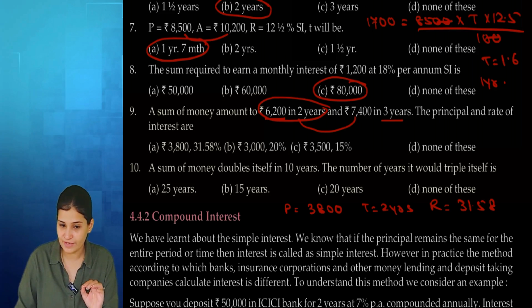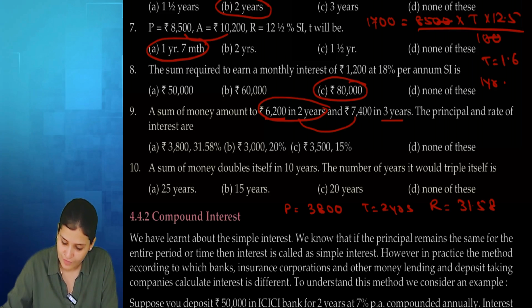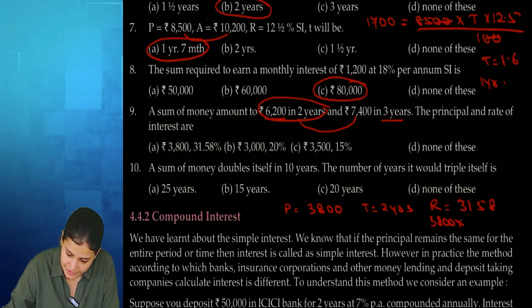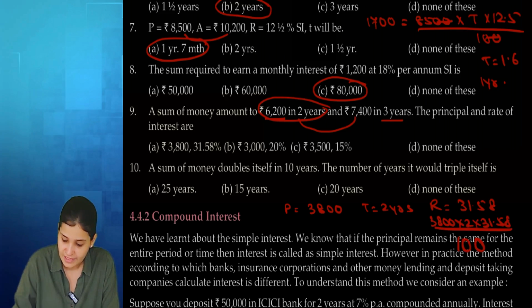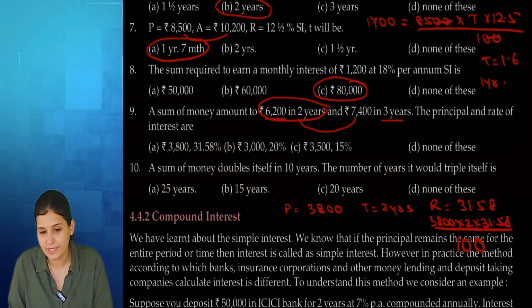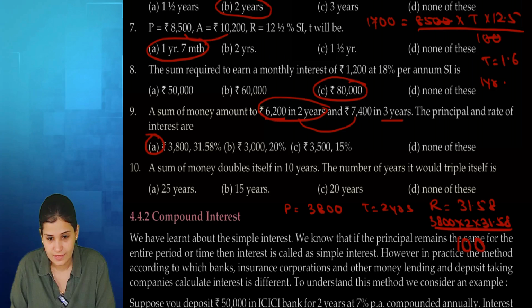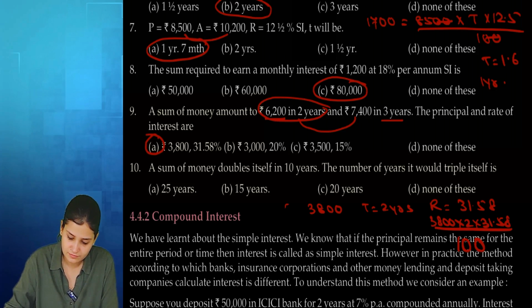Rate 31.58, the principal we got 3,800, the time is 2 years. We check if we get the amount to be 6,200. So first I calculated 3,800 into 2 into 31.58 divided by 100, and then I added the principal 3,800. We get 6,200.08 almost. So yes, option A is correct. Guys, any doubt? No, ma'am. All of you done? Yes, ma'am.